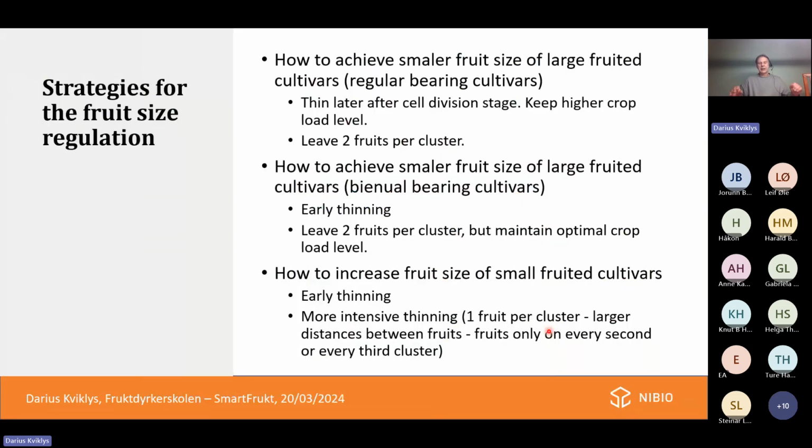So, shortly summarizing my presentation, it's some simple advice on how to achieve bigger fruit size if we are growing large-fruited cultivars like this one or Aroma, I would say, because it's more or less a regular bearing cultivar. So for these varieties like Aroma, we can thin after the cell division stage. It means June drop, it's okay, but we can keep a higher crop load level if we want to have smaller fruits and leave 2 fruits per cluster.